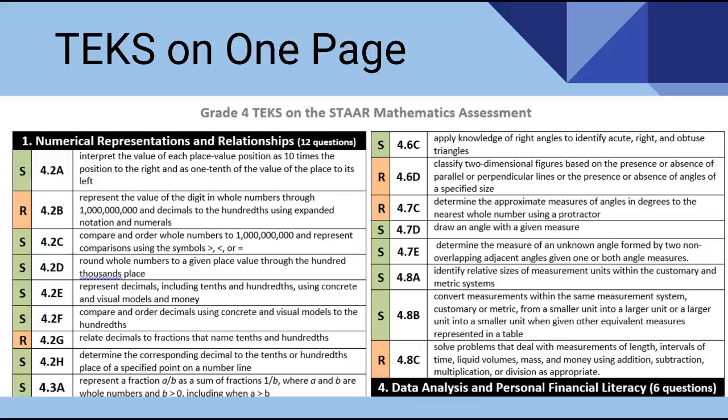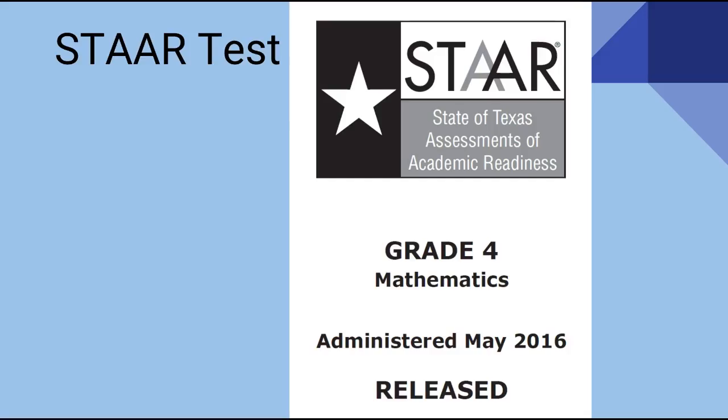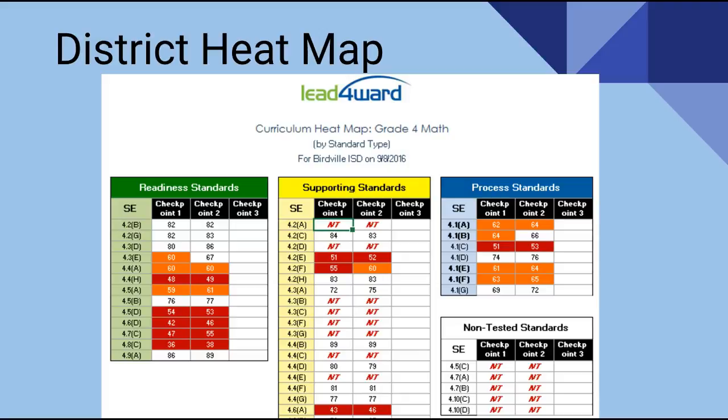Some of the handouts that you'll be seeing are the texts, which are on one page, or you can use a scope and sequence. The STAR test from 2016 has been released. It may be a few more years before we see another STAR test, so we will be using this as our main focus. District heat map.